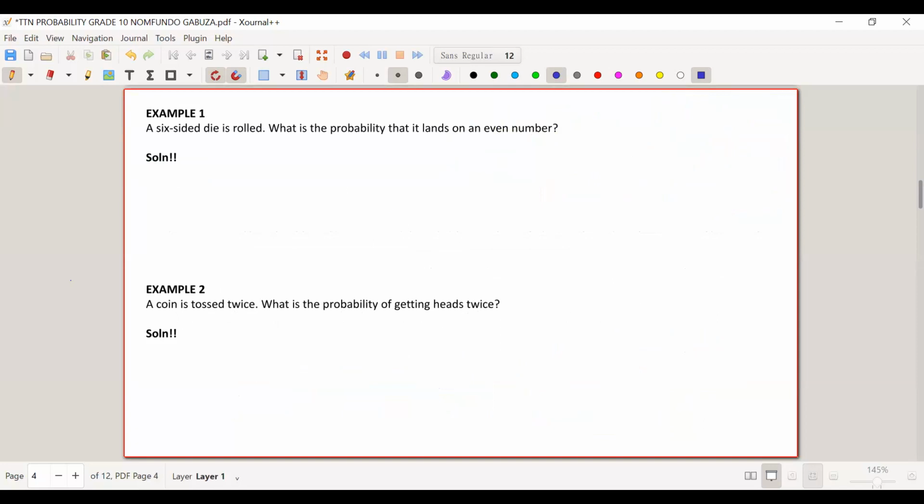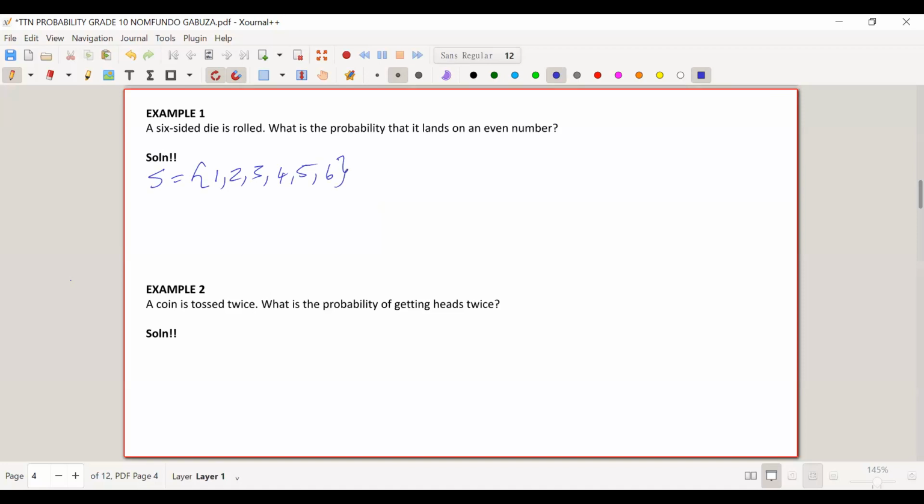So let's take a look at example 1. Example 1 says a 6-sided die is rolled. Which means we have a 6-sided die. So we can call it S, the sample space. We have 6 possibilities: 1, 2, 3, 4, 5, 6. So this is the whole sample space, right?